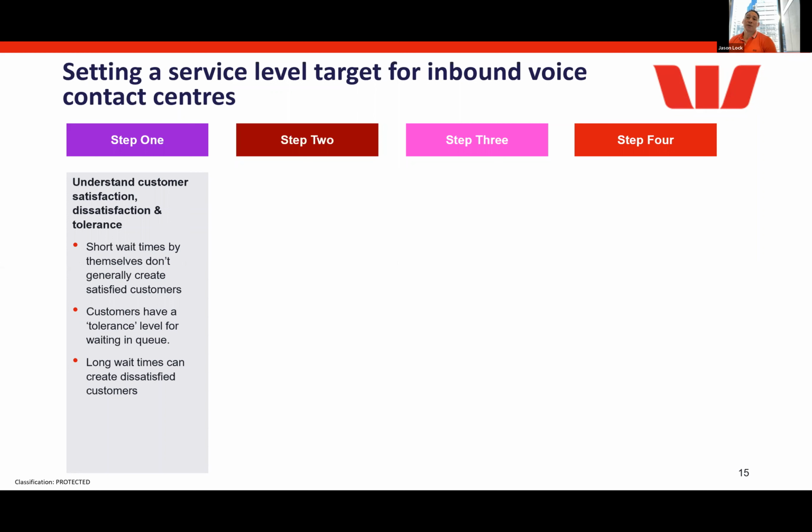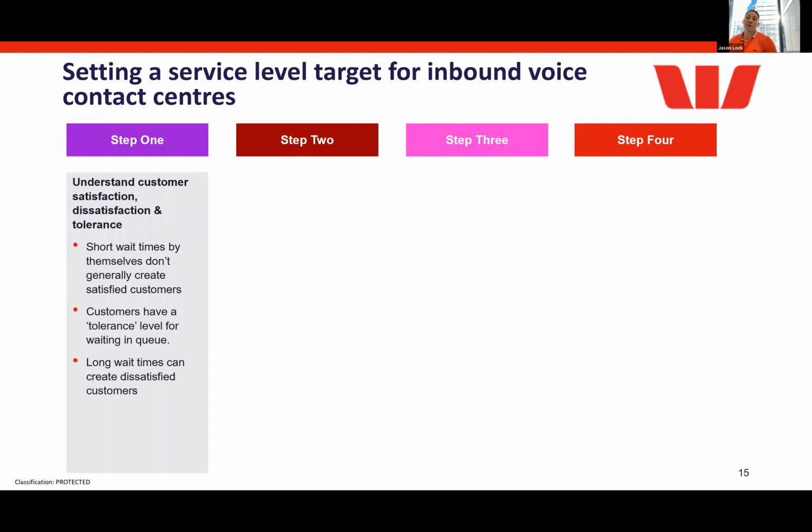We really want to know and understand and assess what that tipping point is. What is the amount of time the customer waits, or your set of customers wait in aggregate, beyond which they become dissatisfied? Their tolerance runs out, they're not happy. So I think that assessing that tipping point is absolutely key to informing what your service level should be.